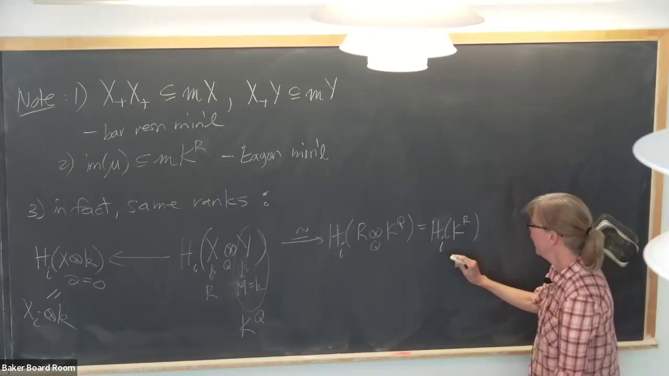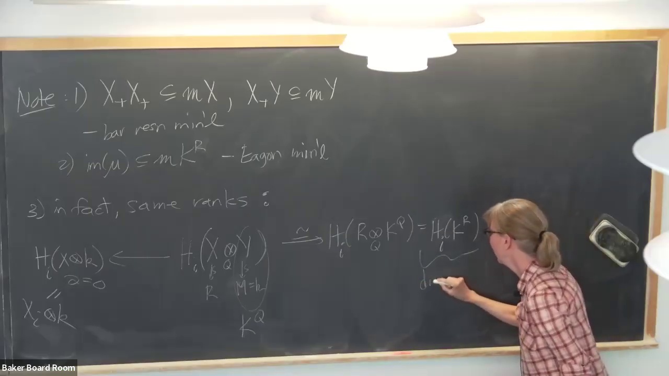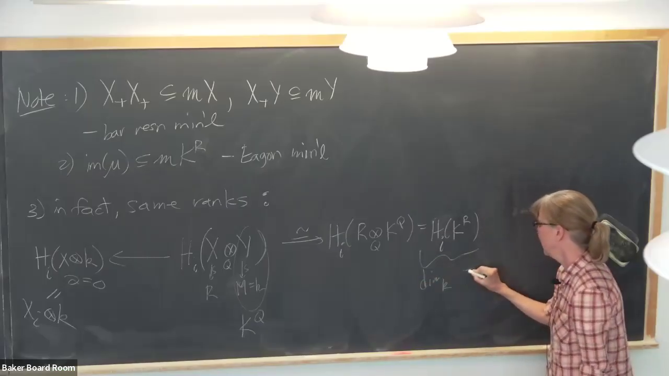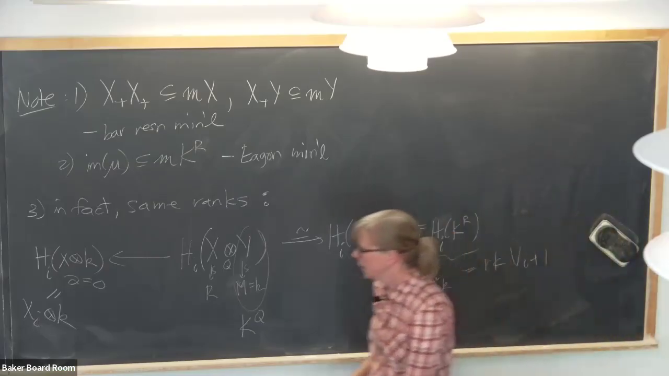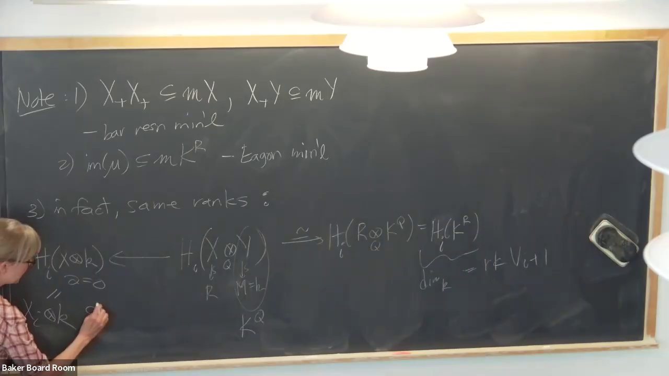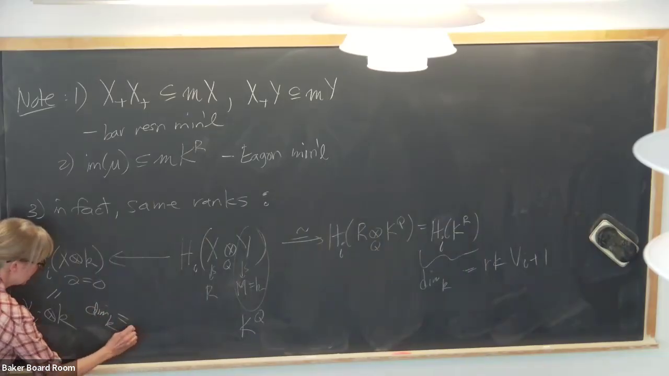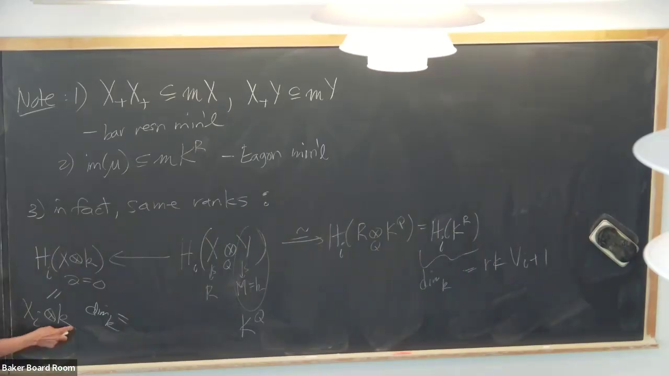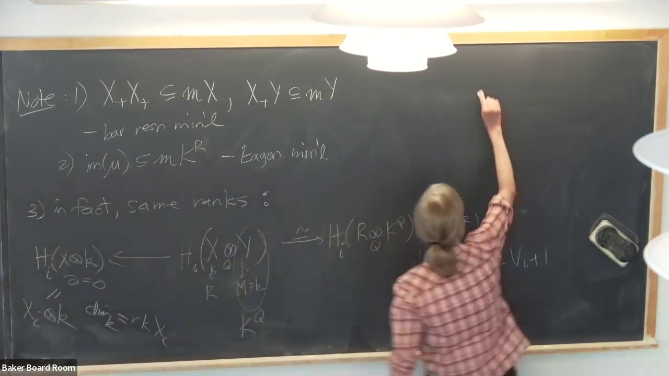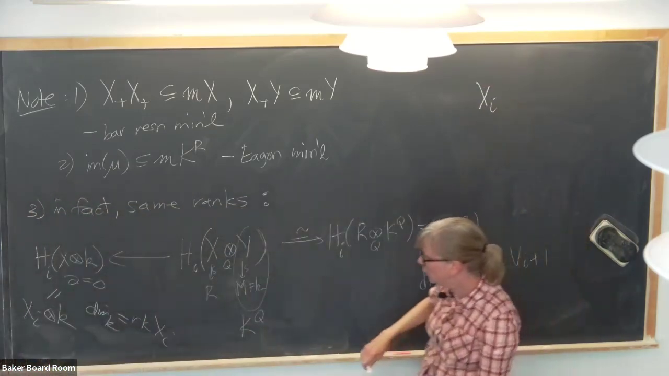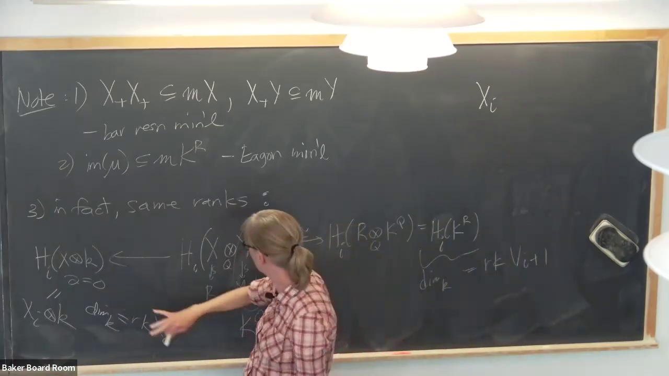Anyway, the dimension over k of this is the rank of V_{i+1}. And the dimension over k of this is just, you've got a free module and you tensor it down, the vector space dimension is the same as the rank before that. So it's the rank of X_i. So that means that X_i, oh shoot, this needs to be an R module.